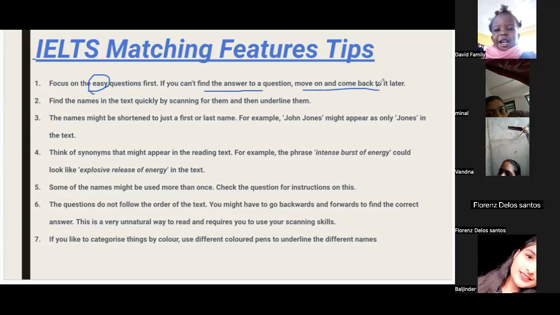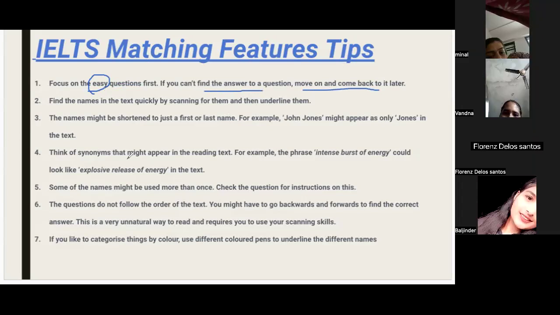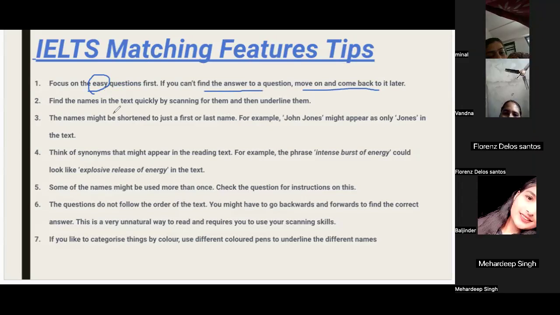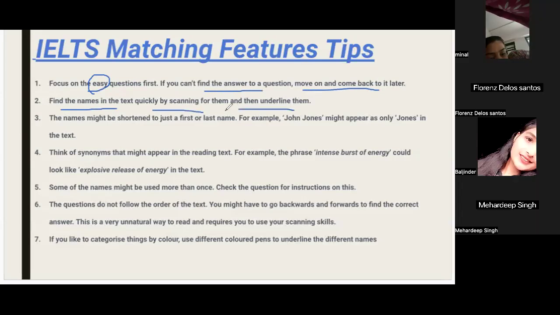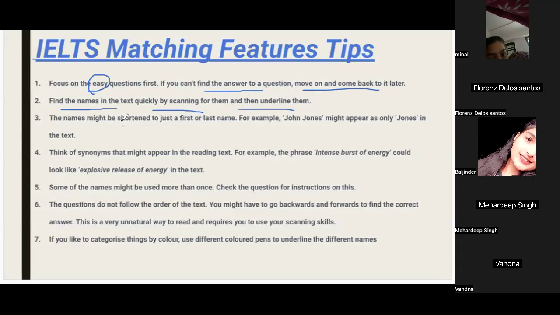You know that this is a reading exam and you have to complete the entire test within the prescribed time duration. Find the names in the text quickly. Find out the names by scanning and underlining, but you have to do it quickly. The names might be shortened.